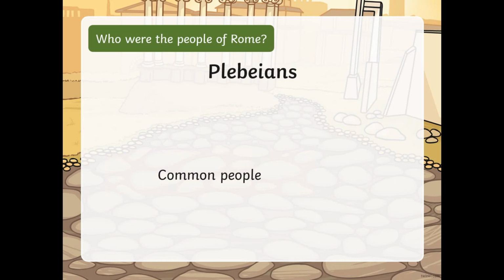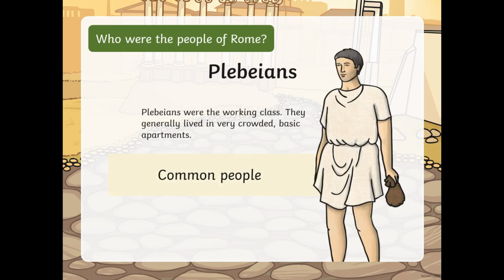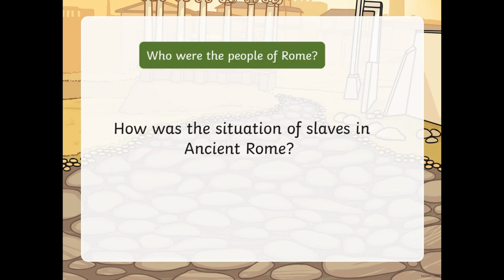Next, we have plebeians. Plebeians were common people. They were working classes. They generally lived in very crowded and basic apartments, though they were not as wealthy. Now that we've talked about citizens, we are talking about the other class that were not citizens, the slaves.